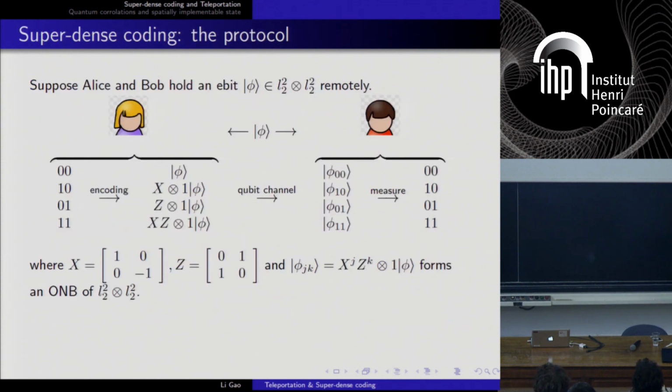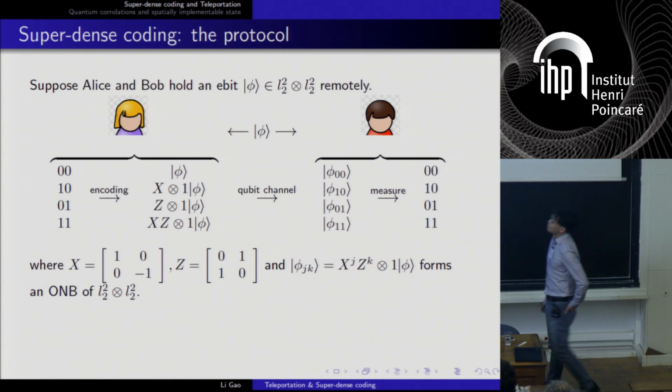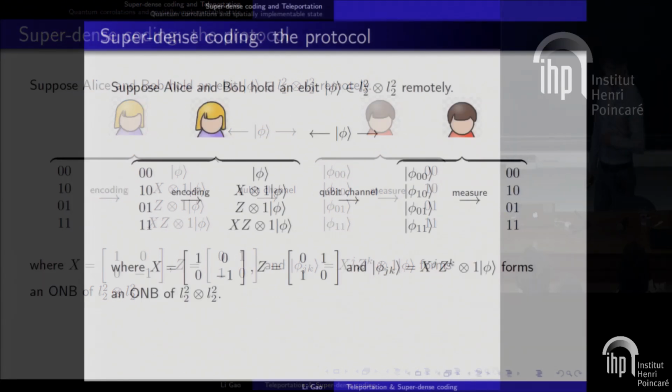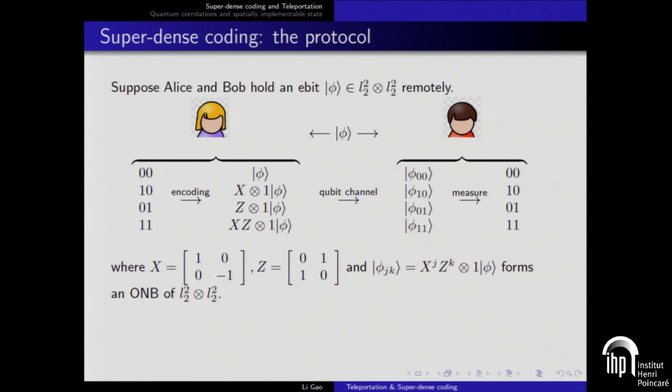Let us review the protocols of these two. At the beginning, we assume Alice and Bob share a maximally entangled state of dimension 2, or just the ebit. In superdense coding, Alice wants to send 2 bits of classical information to Bob. The possibilities are 0,0, or 1,0, 0,1, or 1,1. That's for 2 classical bits.